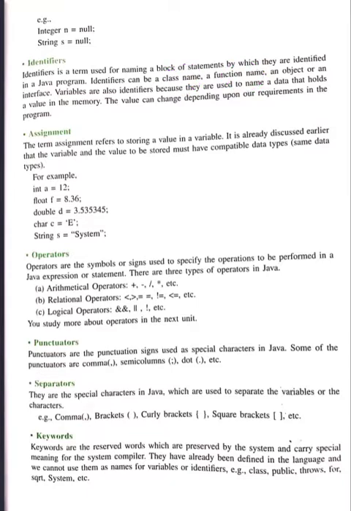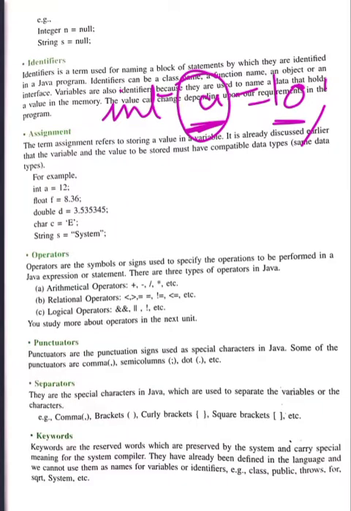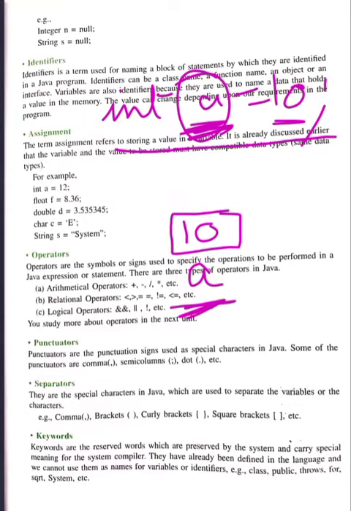Suppose we have to store a value: int a = 10. The name which is given to that value is called an identifier or variable. Any name can be given. Suppose we have written this statement, that means in the memory cell where 10 is stored, its name is A. So it is also called a named memory location. This A is a named memory location which stores a value.